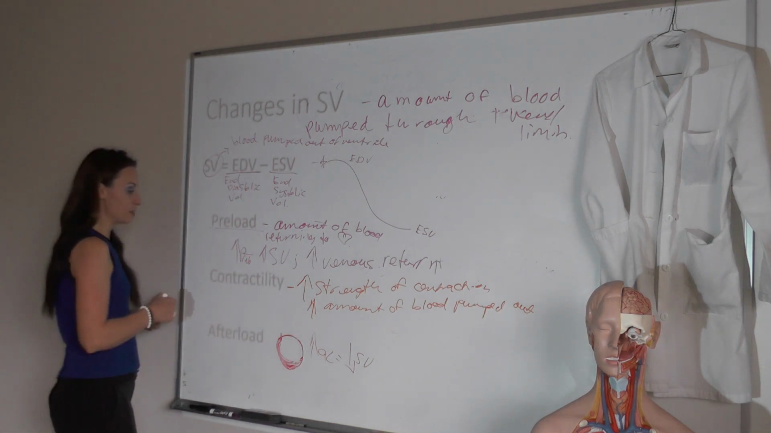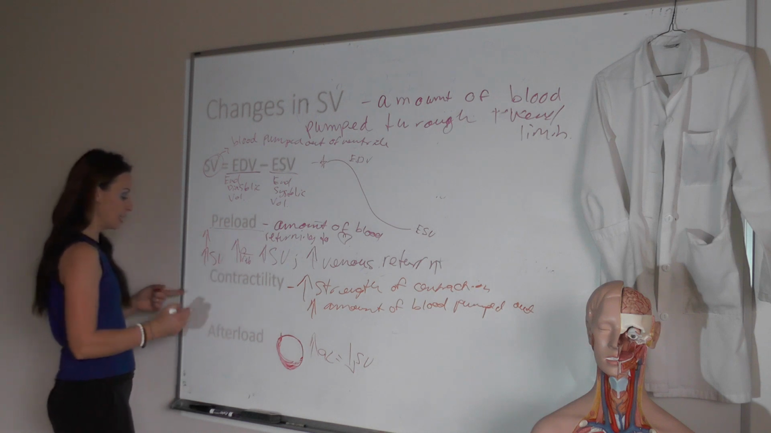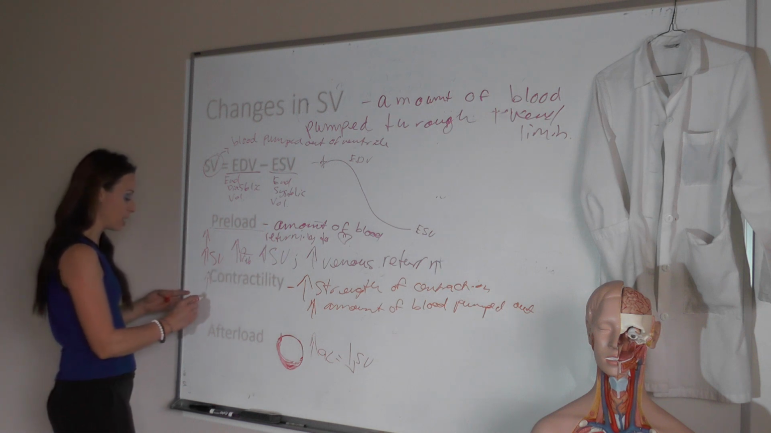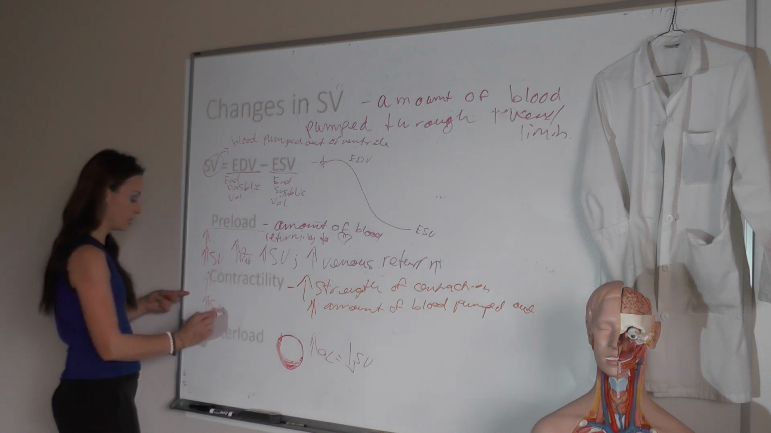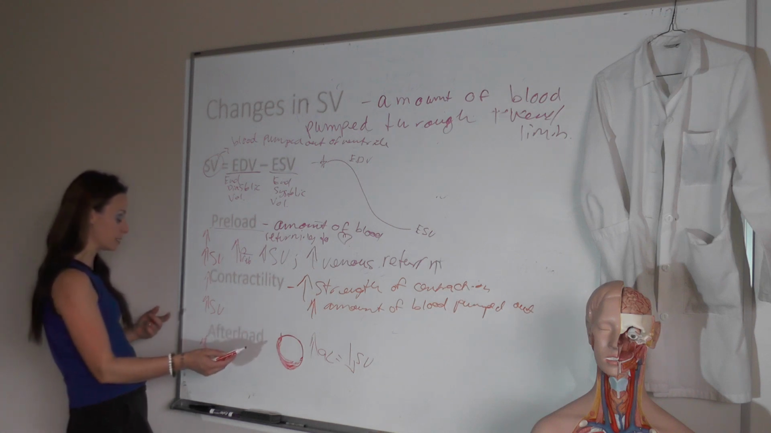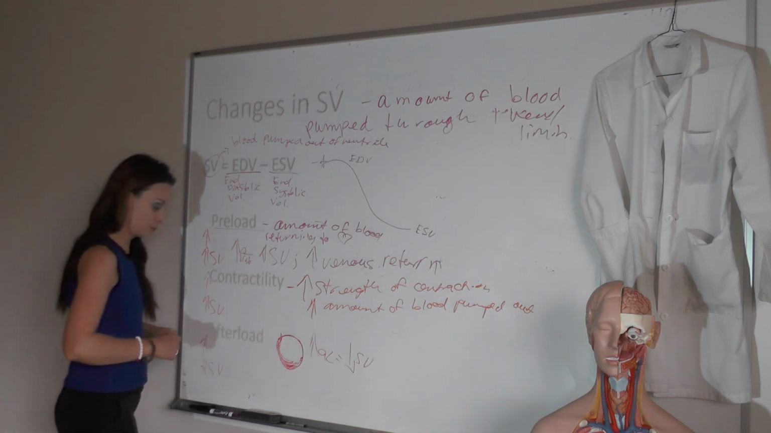So let's just think about each of these things. If I have an increase in preload, I have an increase in blood back to the heart, I can get an increase in blood out of the heart, I increase my stroke volume. If I have an increase in contractility, I have an increased pressure that I'm ejecting blood from the heart, I'll increase my stroke volume. If I have an increase in afterload, that's an increase in resistance to blood flow. So this is actually going to decrease my stroke volume.